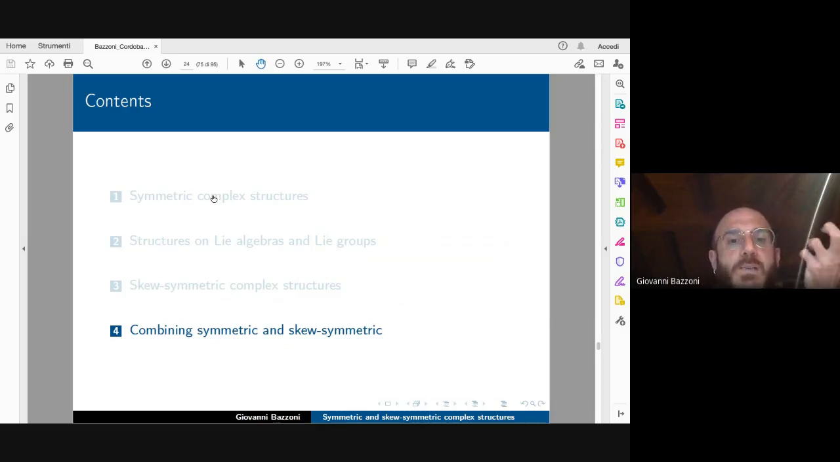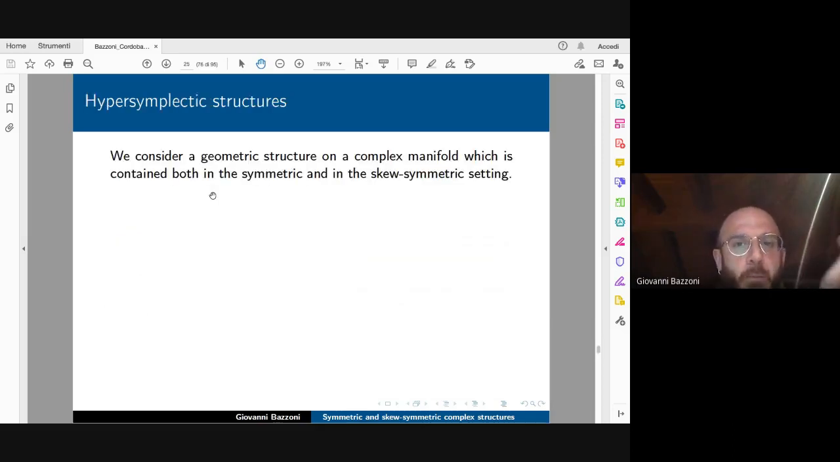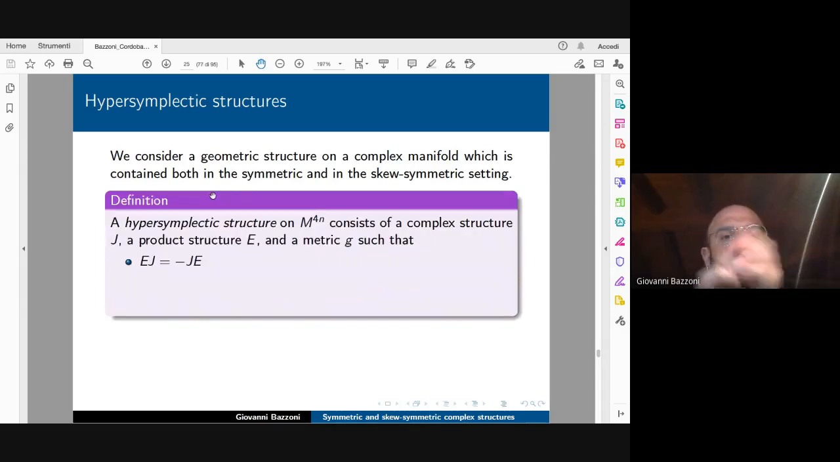What can you do once you have both structures? Well, you can combine them, and we consider a sort of structure on a complex manifold, which is a special case of both, so to say, the symmetric and the skew-symmetric setting. Okay, let me give this definition.